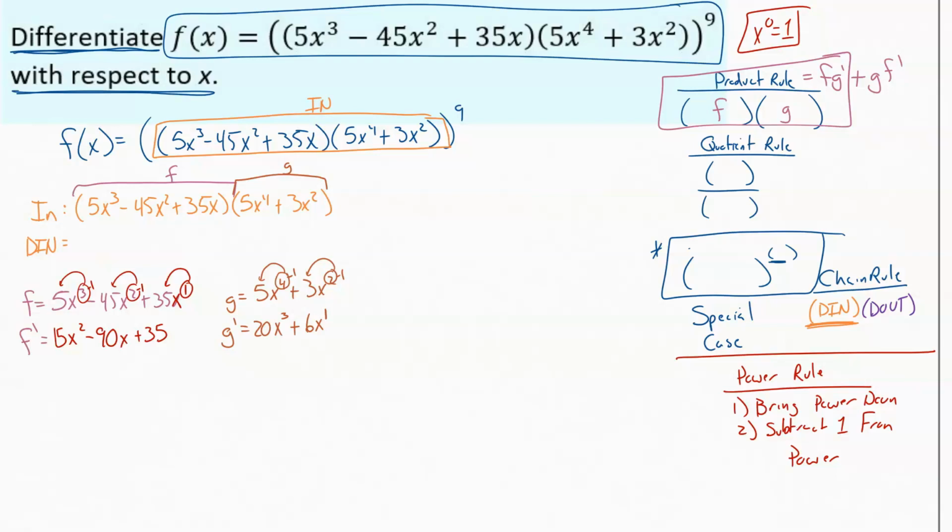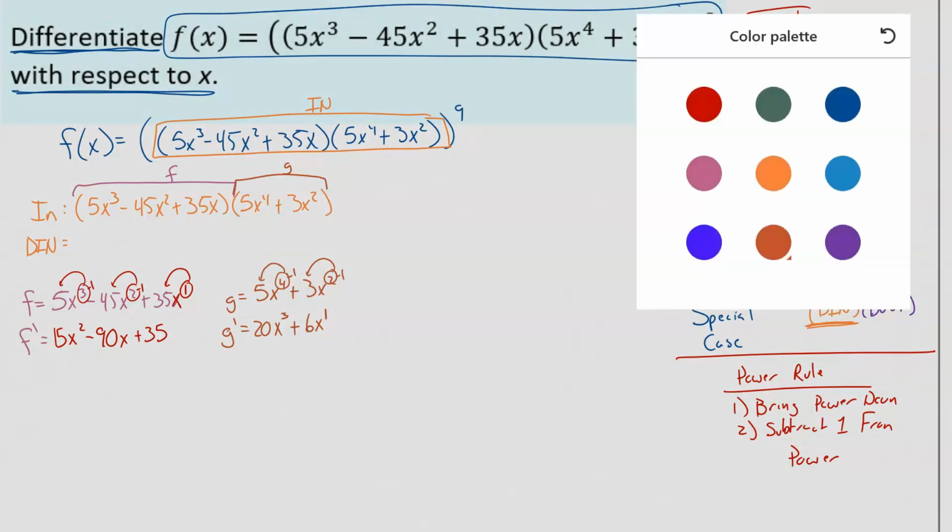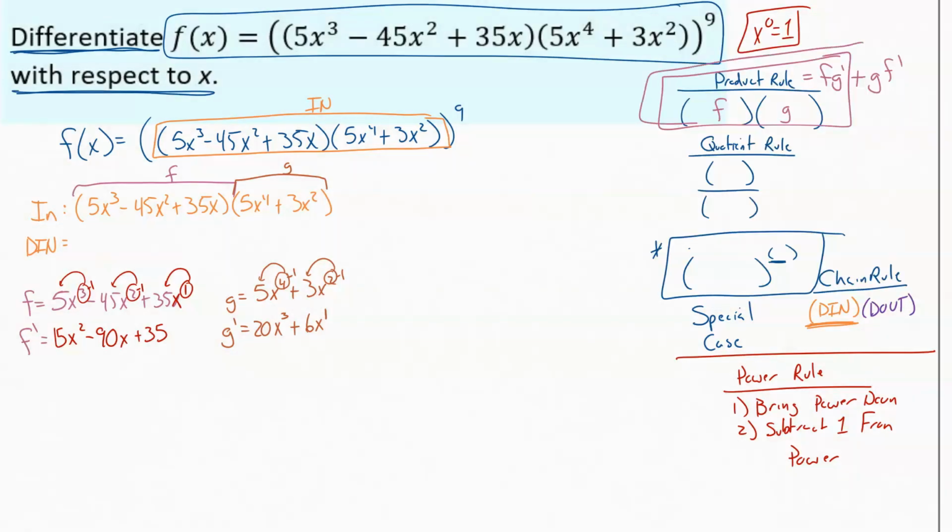And so now that we've got the f and the f prime, the g and the g prime, we have everything we need to go ahead and follow our product rule recipe. So we're going to bring all this stuff back to get our d in. So the product rule says, first go grab the f piece. So I go grab the f piece. Then it says, multiply that by g prime. So I go grab my g prime. 20x to the third plus 6x.